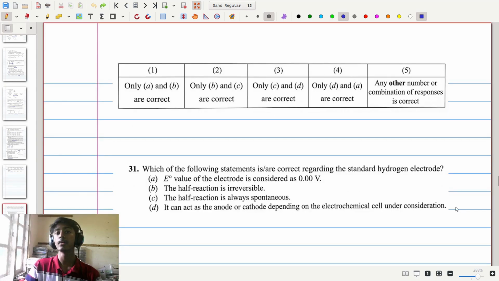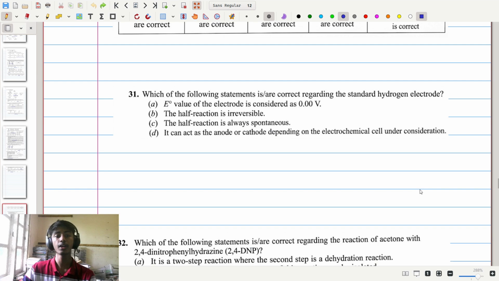Now according to that, if we start off with the first question, question 31, it says, which of the following statements are correct regarding the standard hydrogen electrode? Now looking at the first statement, it says the standard electrode potential value of the standard hydrogen electrode is considered as 0.00 volts.